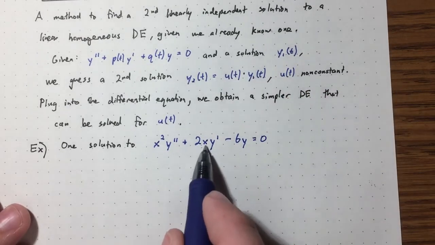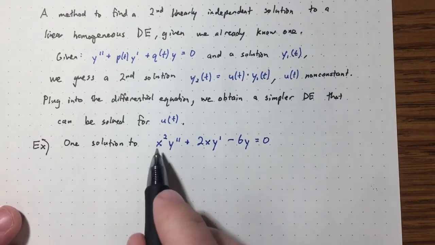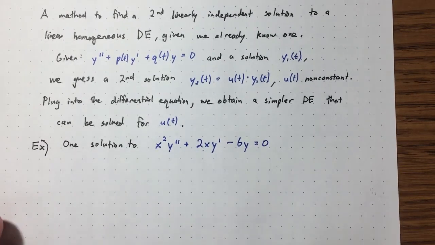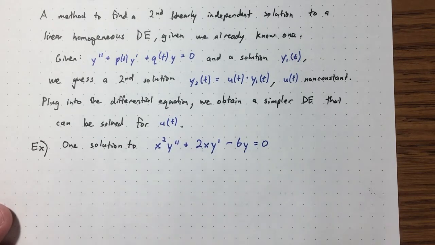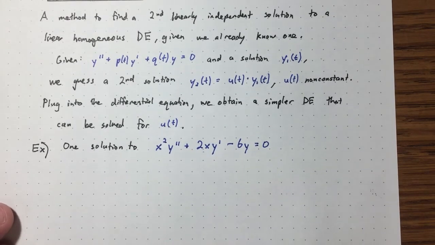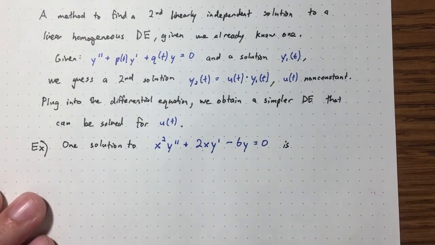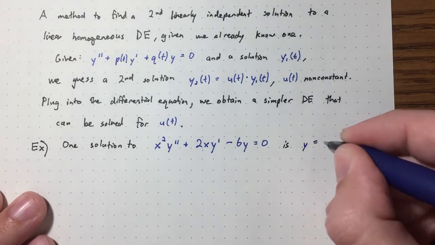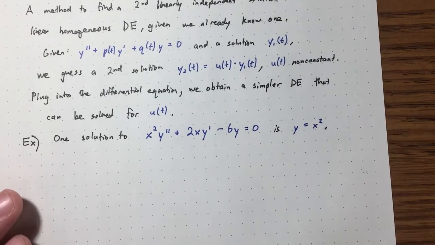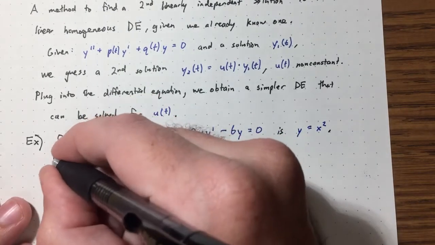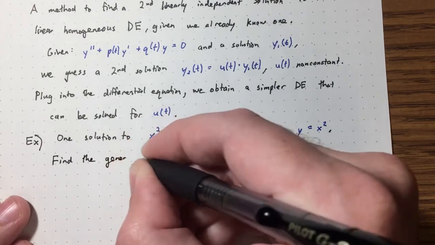So we don't have constant coefficients here. Our coefficients are functions of the independent variable. That's okay, it's still linear, because we just have y double prime, y prime, and y. One solution to this is x squared, just the function y equals x squared. Given that information, I want us to find a general solution. Let's see if we can do that.